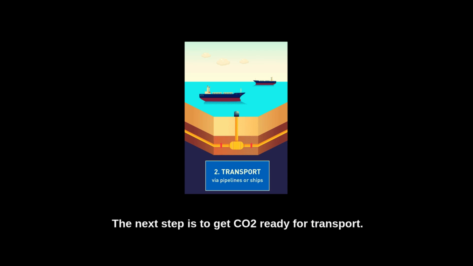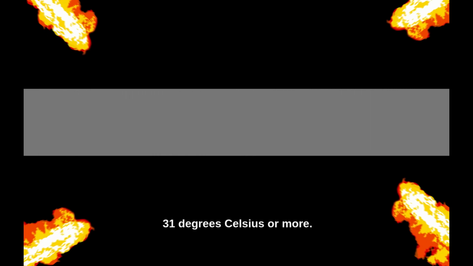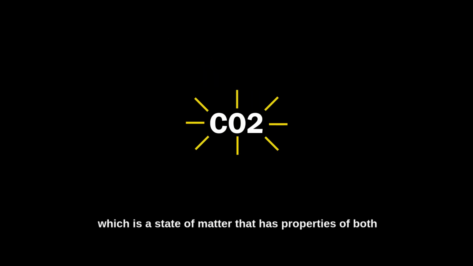The next step is to get CO2 ready for transport. The CO2 is compressed and heated to about 31 degrees Celsius or more. This causes the CO2 to become supercritical, which is a state of matter that has properties of both a gas and a liquid, which results from compressing the substance while heating past its boiling point.